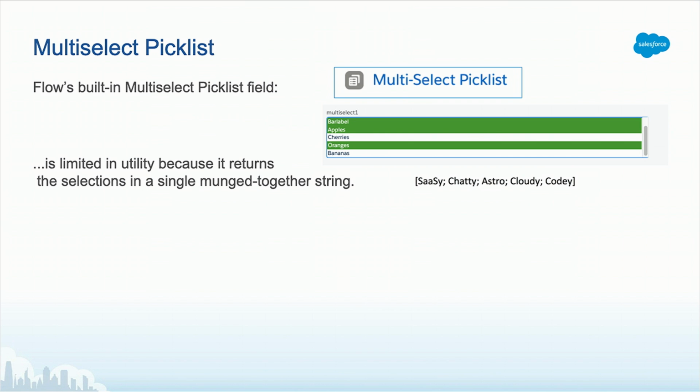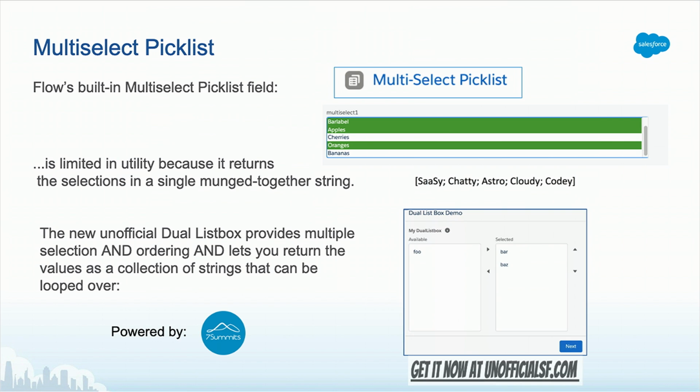A quick comment on Multiselect Picklist. The joke about Multiselect Picklist is that it's great, except that it gives you this string that's got semicolons in it, and that is pretty hard to work with unless you go into code. And there have been some heroic efforts that you can find on the web to use formulas and stuff, but the good news is that starting today, you can actually install a dual list box and have essentially multi-selection that includes the user can order it, and this list box flow screen component returns a collection of strings.